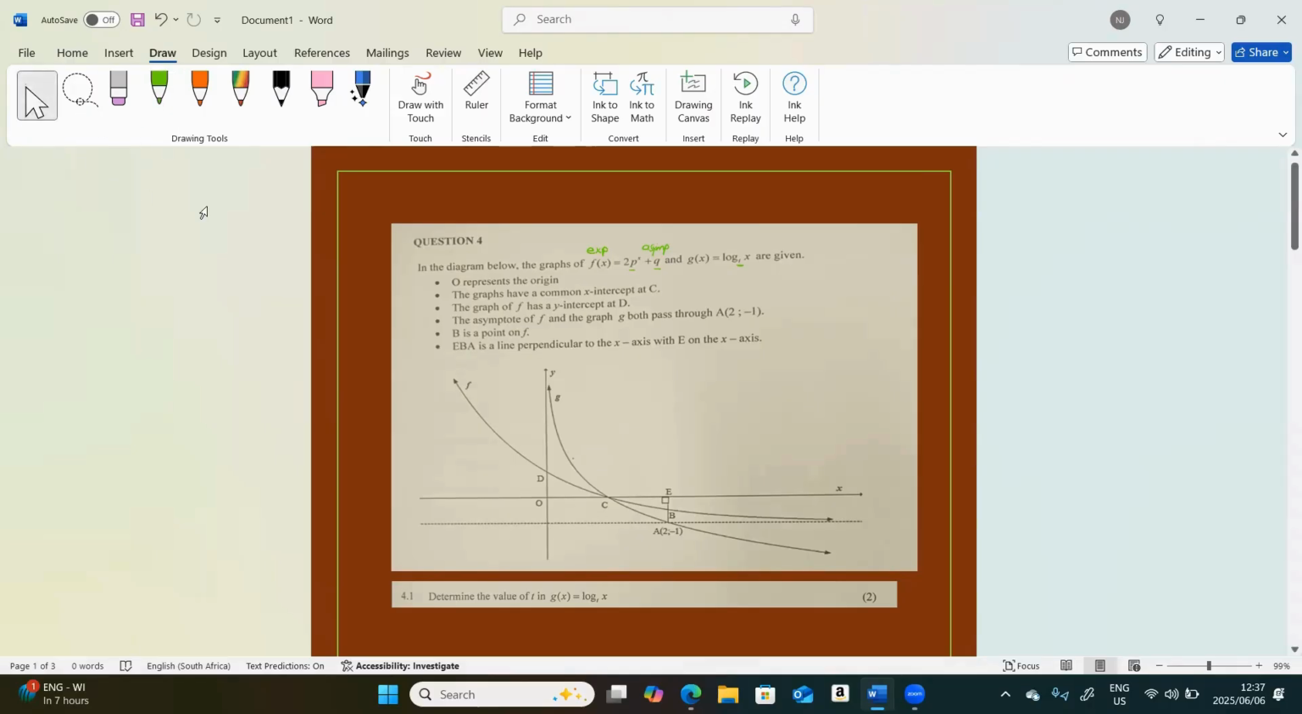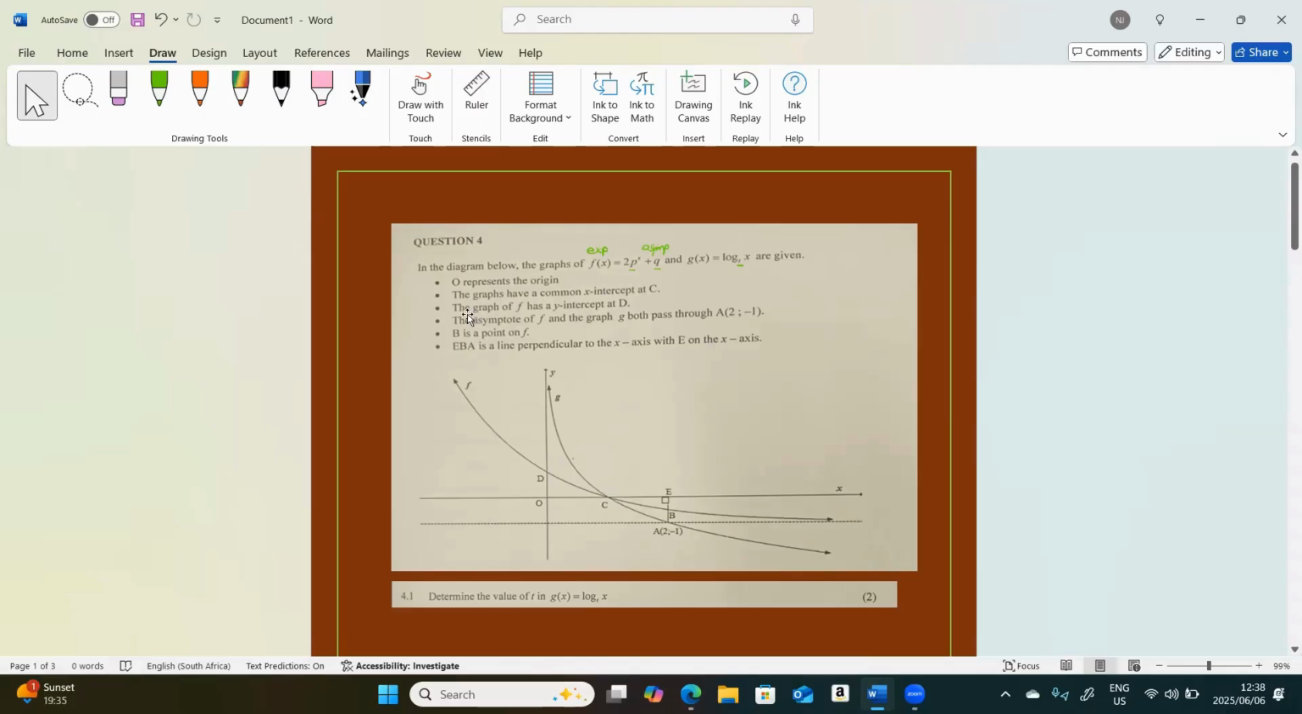Now let's read the rest of the information. They say O represents the origin, so we know that O, where the y-axis and x-axis cross one another, is the origin. They say the graphs have a common x-intercept at C. So there is C. That means that G, my log function, has an x-intercept C, and F, my exponential function, also has an x-intercept, which is C.